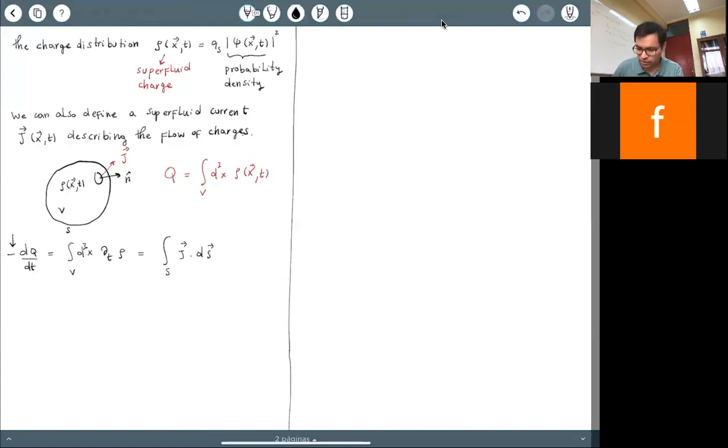So this will lead us to the continuity equation, because we can use the divergence theorem. Okay, so this is equal to the integral over the volume of the divergence of a vector field in mathematical terms. The vector field is the superfluid current. And then, of course, you have the continuity equation.